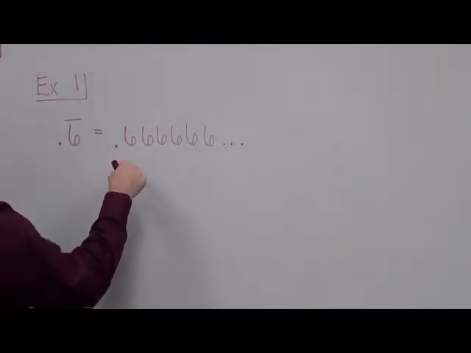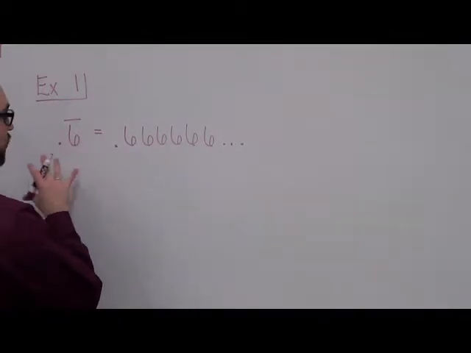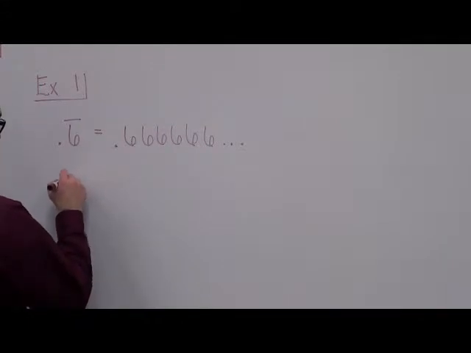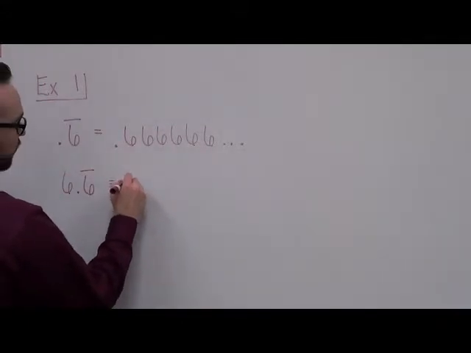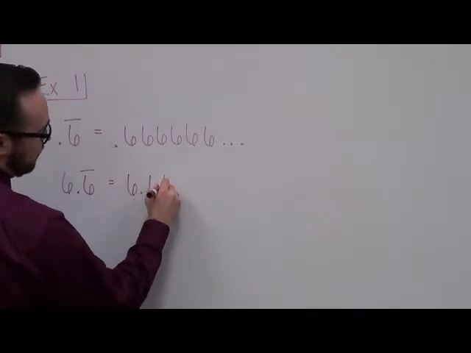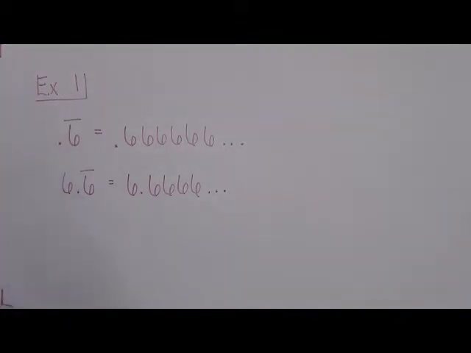Okay? So what happens here is, if I multiply both sides, remember what I do to one side I have to do to the other. So I multiply both sides by 10. I end up with 6.6 repeating, which equals 6.666, so on and so forth.